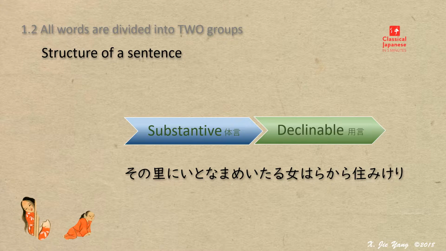A traditional Japanese grammatical approach will divide all words into two groups, namely one as a declinable, the other as a substantive, yogen and taigen. These terms are not necessarily very easy to understand.